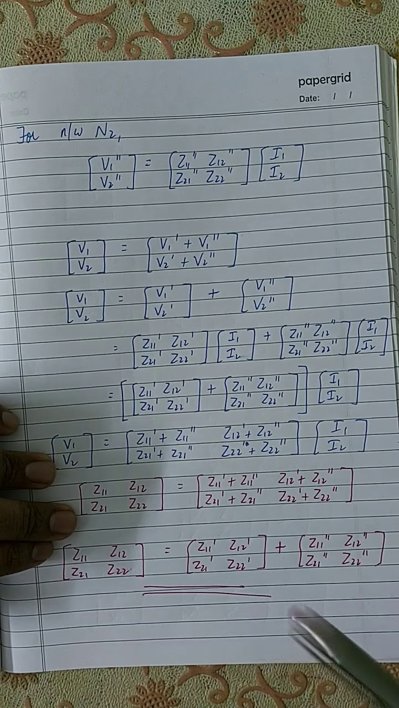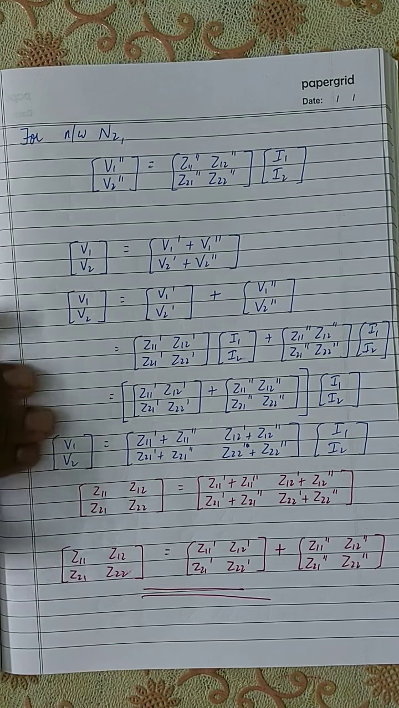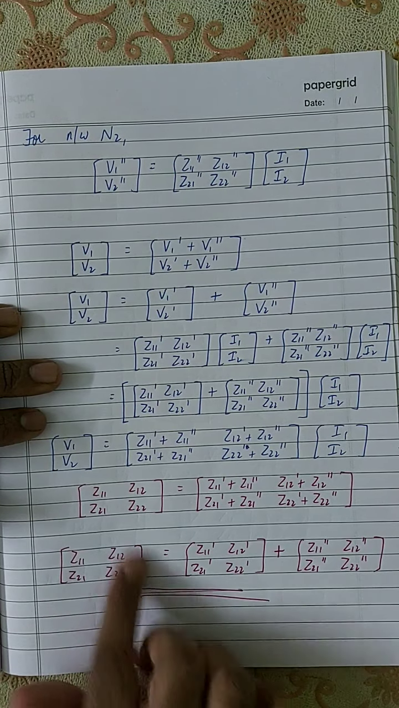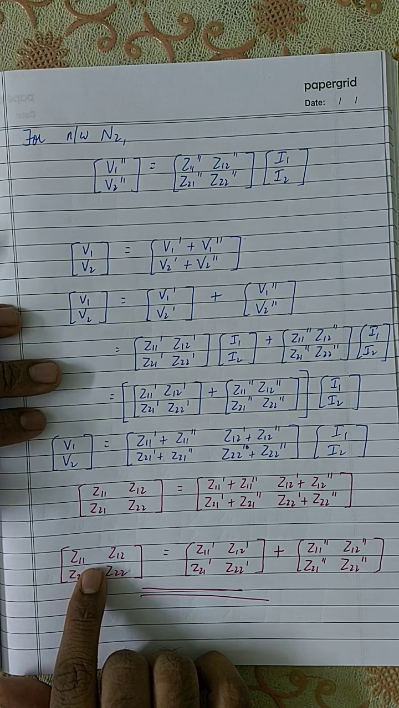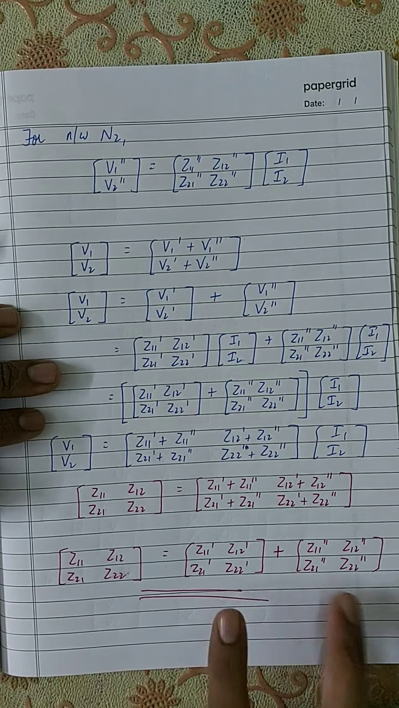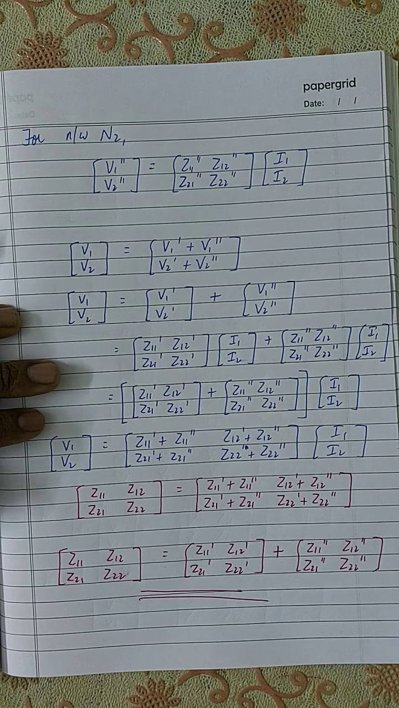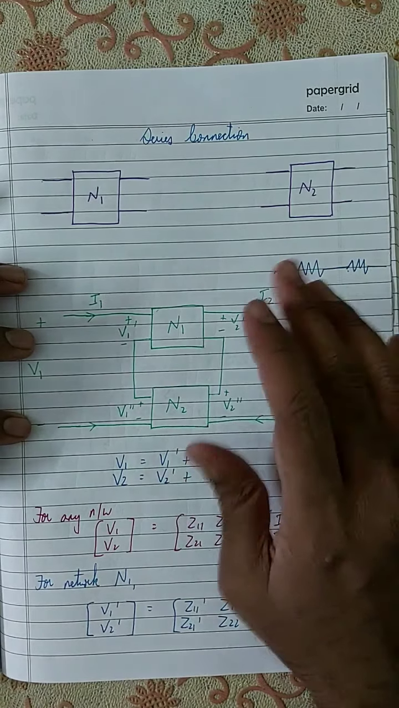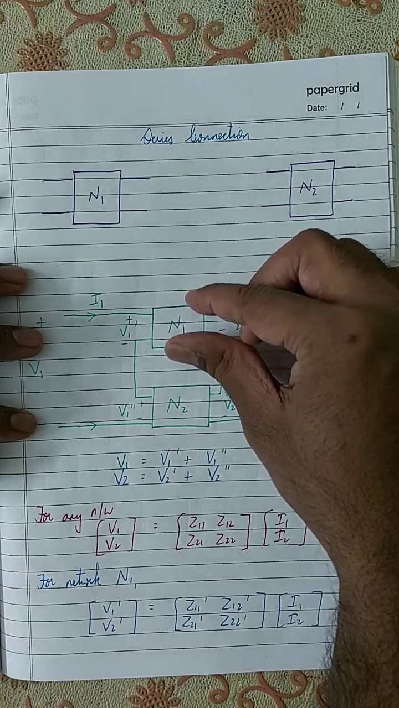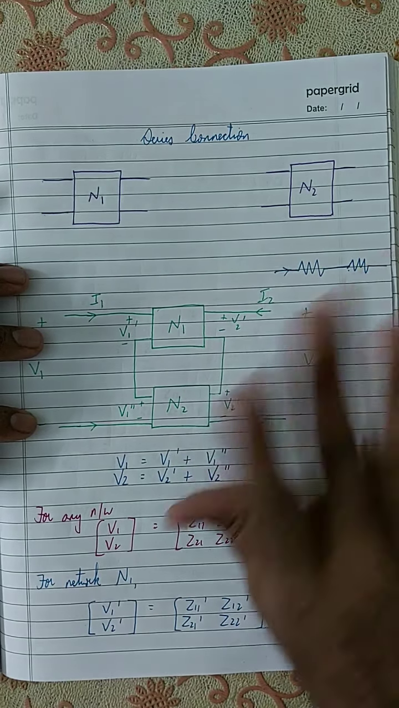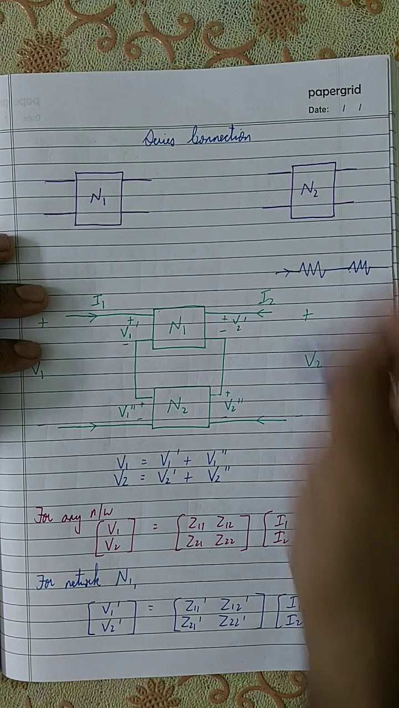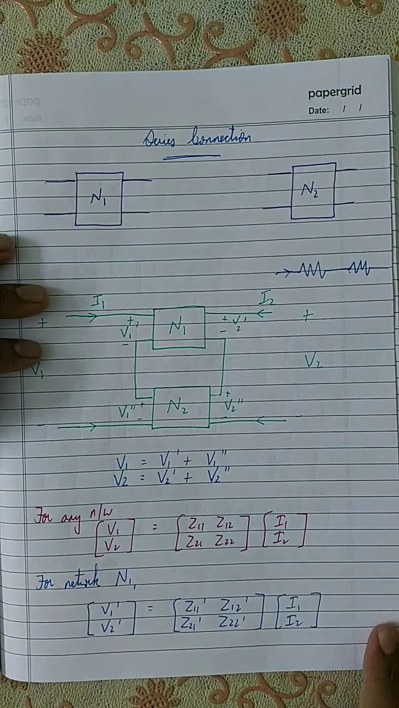So what this means is that if two networks are connected in series, then the overall Z parameter of the network is nothing but the sum of the individual Z parameters of the networks. Right? Which means that if two networks are connected in series and you want to find the overall Z parameter, all you have to do is take the Z parameter of this and add it with the Z parameter of this. That's all. In that case, you will get the overall Z parameter. This is what will happen when the two networks are connected in series.